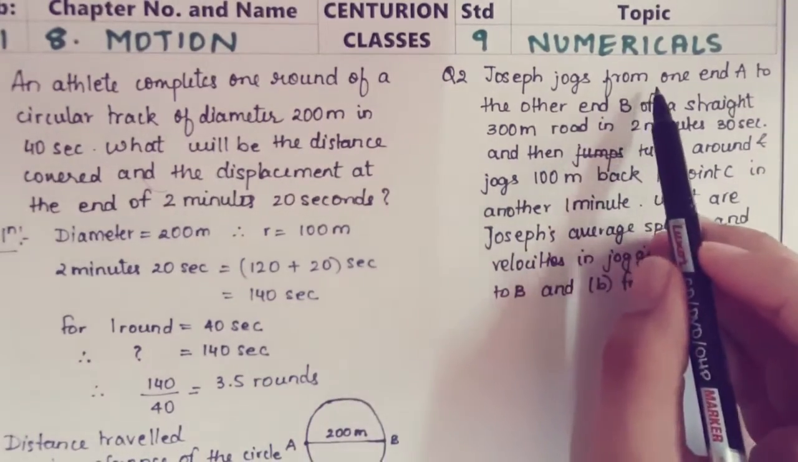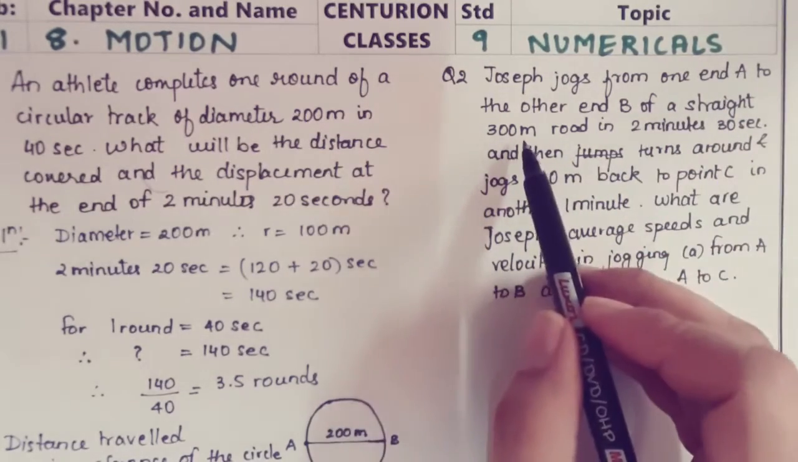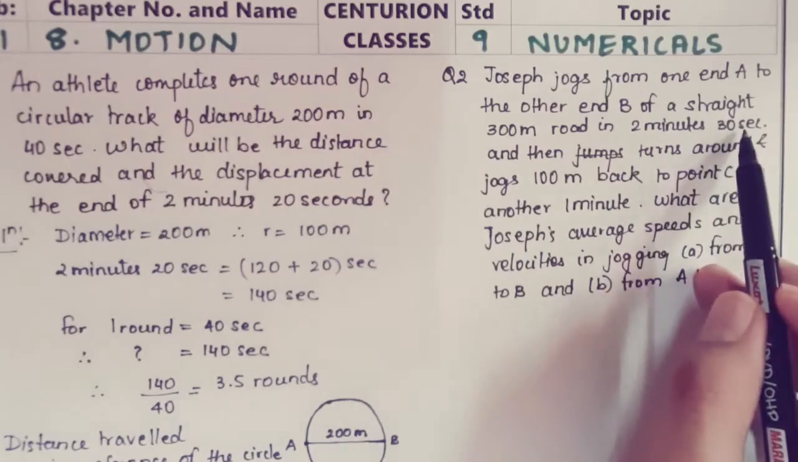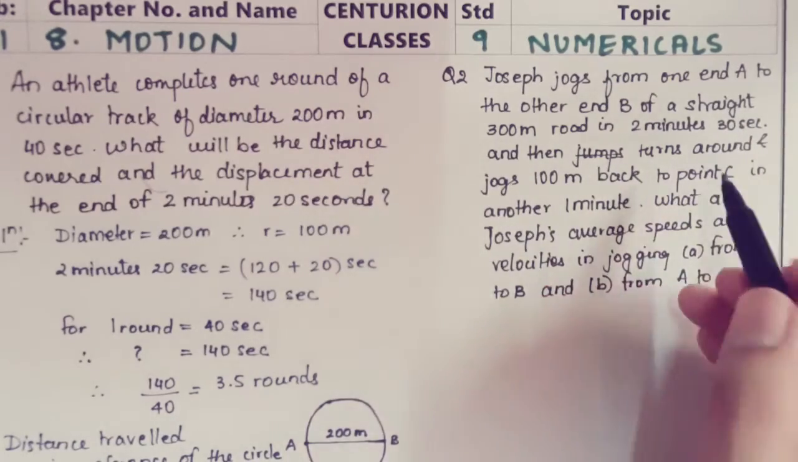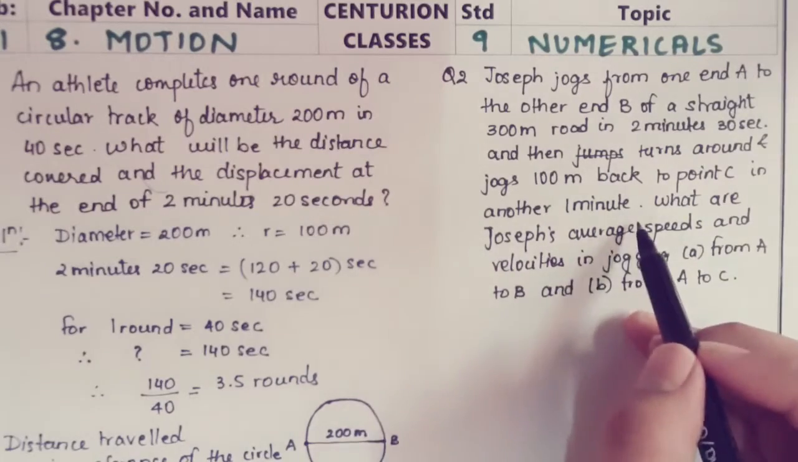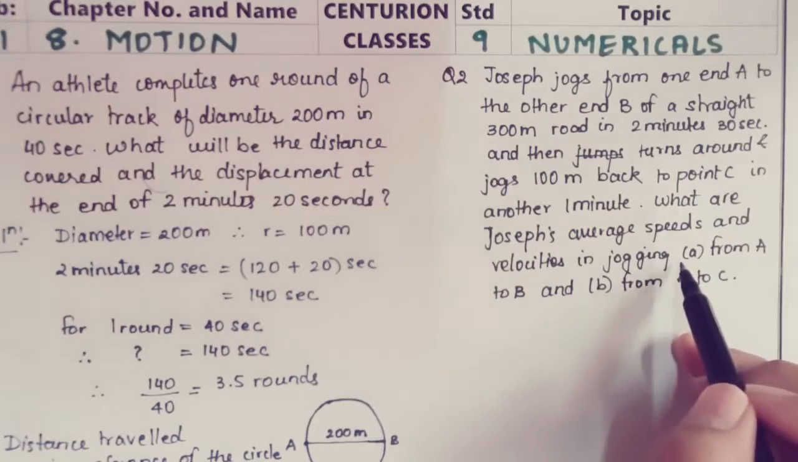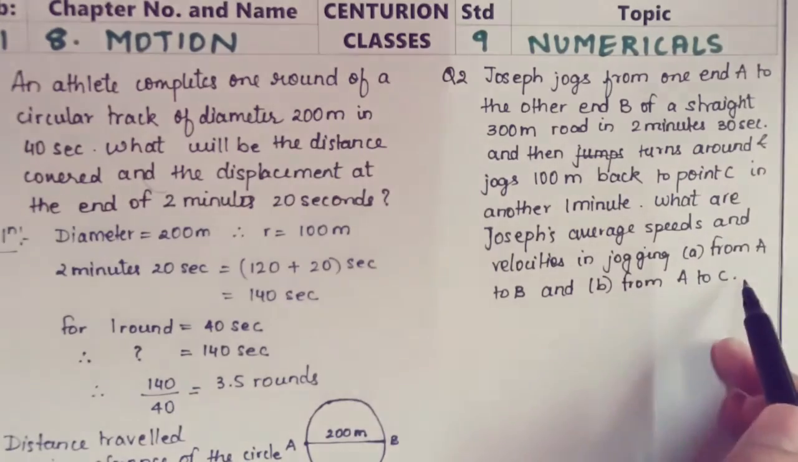Joseph jogs from one end A to the other end B of a straight 300-meter road in 2 minutes 30 seconds and then turns around and jogs 100 meters back to point C in another 1 minute. What are Joseph's average speed and velocities in jogging from point A to B and from A to C?